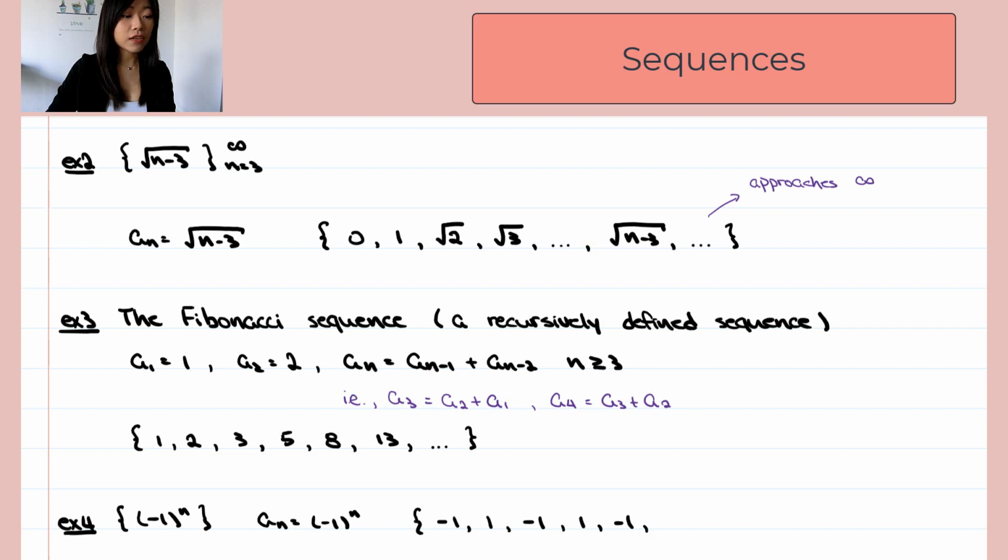So we get an alternating pattern between negative 1 and 1. In this example, we see that the sequence does not approach any number as n goes to infinity.